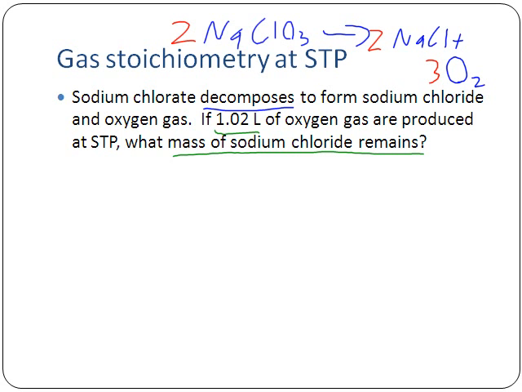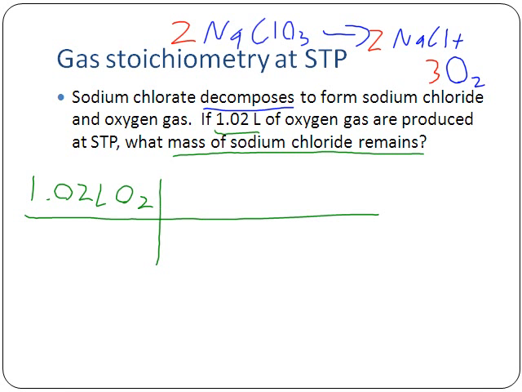Next step we want to do is we want to take a look at what we start with in this particular problem. And in this particular problem, we are told we have 1.02 liters of oxygen gas at STP. And so the amount we start with is 1.02 liters of oxygen gas. And so we're going to set up our table, same as what we have in the past. We want to cancel liters of oxygen. And we want to go to, first step in any stoichiometry problem is to go to moles, once you start up your table here.